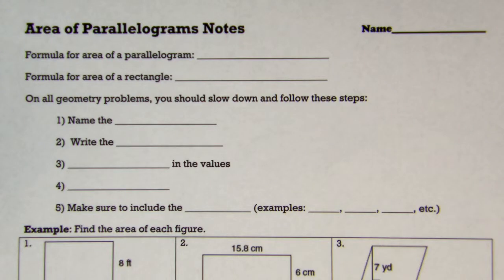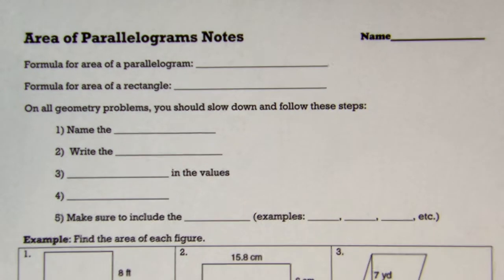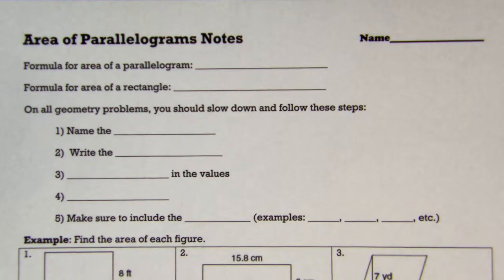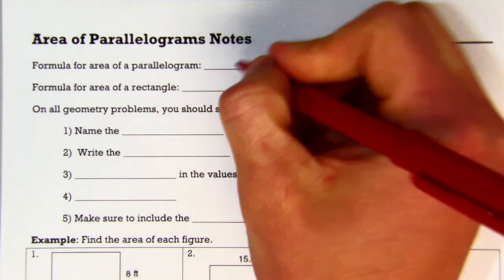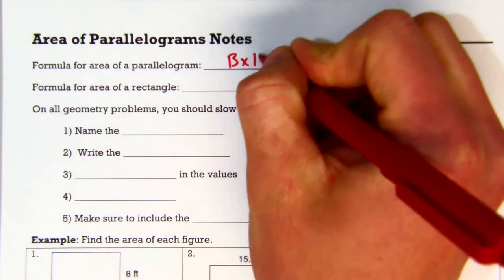Alright, today's lesson is on the area of parallelograms as well as triangles. When we look at parallelograms, we have a few different types. Rectangles and squares are included in those, and we're going to get a different equation or formula for those besides just a regular parallelogram. The formula for the parallelogram is base times height.